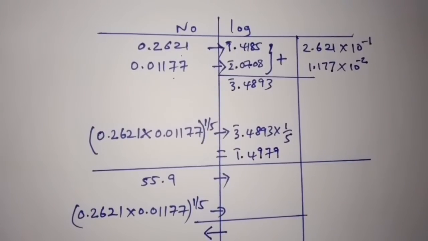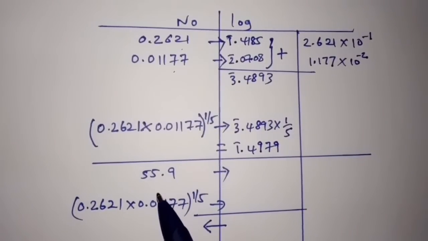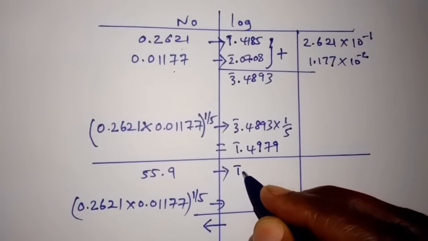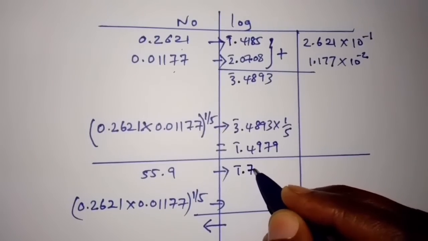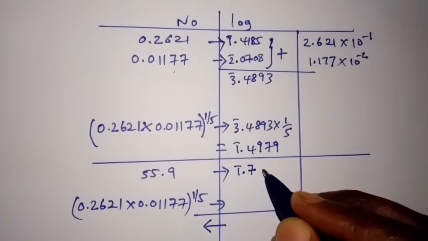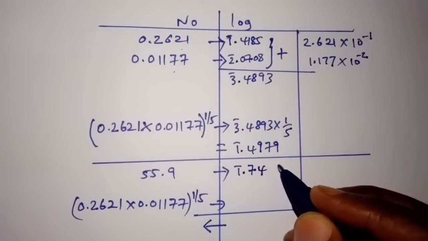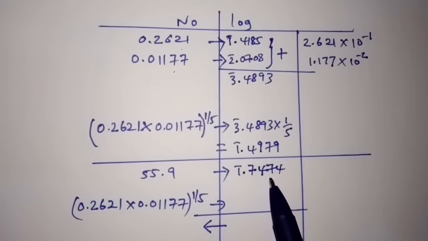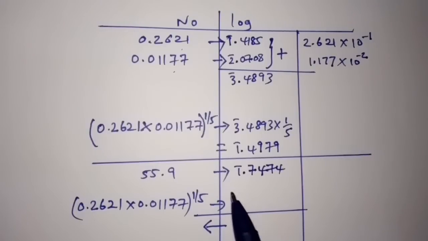We go to the log table. We want to find the log of 55.9 from the log table. The log of 55.9 is bar 1.7474.